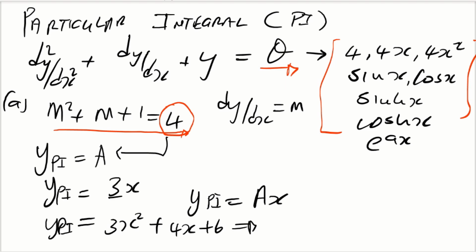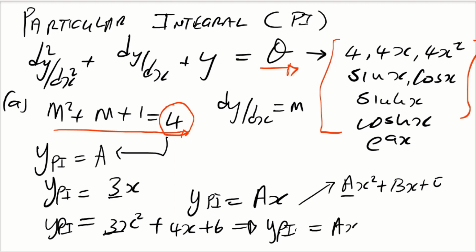So when you write your YPI equation, which is your particular integral equation, you're going to let this equal to, remember, you replace this. For a quadratic equation, you know that ax squared plus bx plus c is your standard equation. So this 3 is going to be replaced by a. So you're going to get ax squared plus b, you replace 4 by b, x plus c. Okay, this is how you do it. Let's move to the next one.